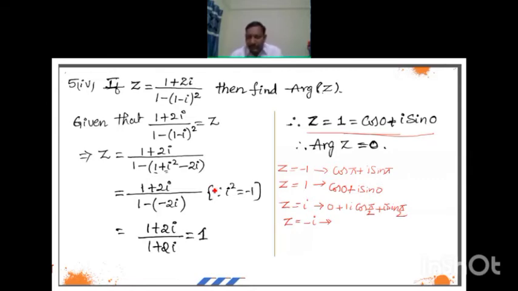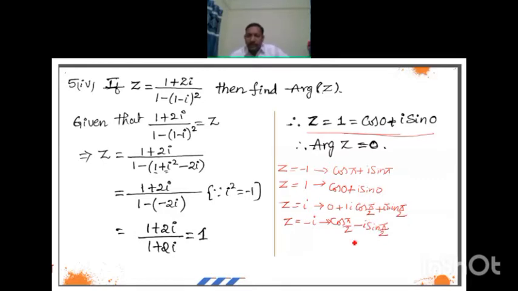So we have seen the modulus amplitude forms of these four. And for z is equal to minus i, it will be cos(minus pi by 2) plus i sin(minus pi by 2). So we can write it as 0 minus i, and cos pi by 2 is equal to 0. So it is cos pi by 2 minus i sin pi by 2.